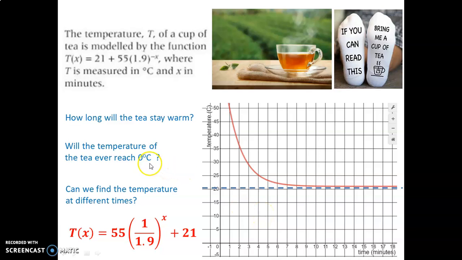So will the T ever reach 0? No, definitely not. It's kind of plateauing at 21, which we can say is around room temperature. So unless it's a cold room, it's never going to go below that temperature.